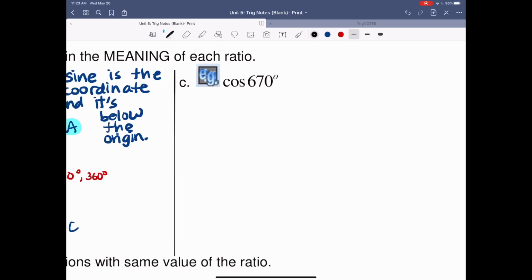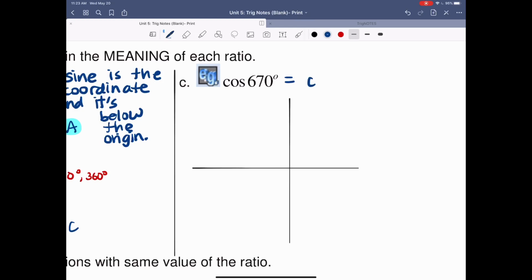So let's go on to question C, cos 670. First I'll draw my x and y axis. But before I start, cos 670 is hard to interpret. That just means there was one full rotation within that. So in my head, I'm going to do 670 minus 360, which is equal to 310.